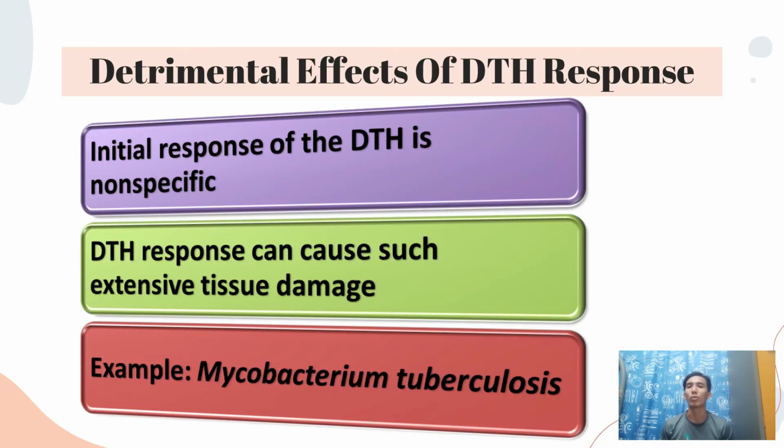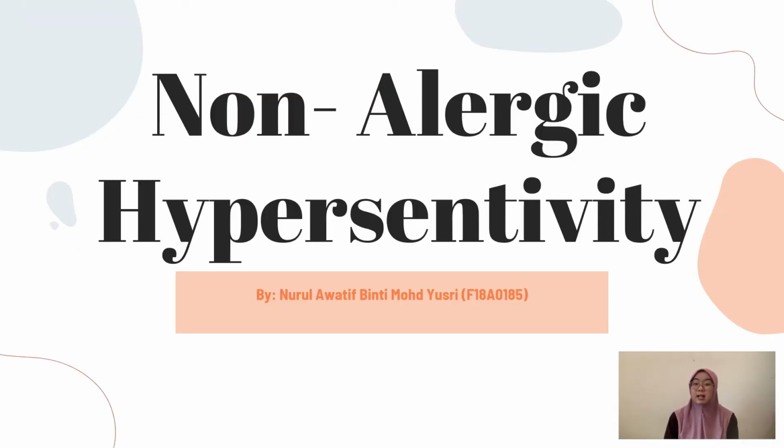An example is Mycobacterium tuberculosis, with accumulation of activated macrophages whose lysosomal enzymes destroy healthy lung tissue. In this case, tissue damage outweighs any beneficial effects.